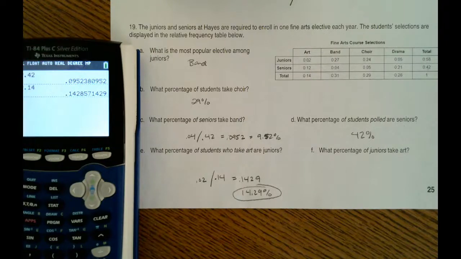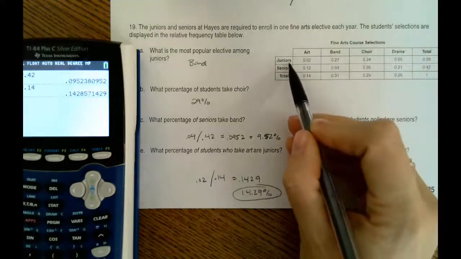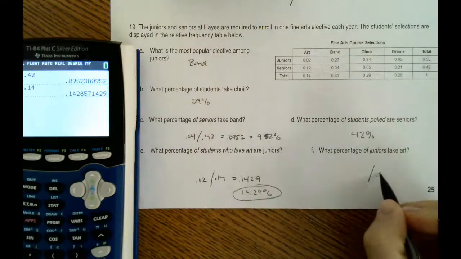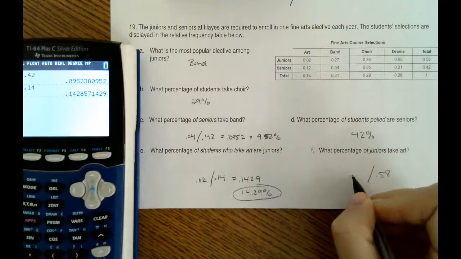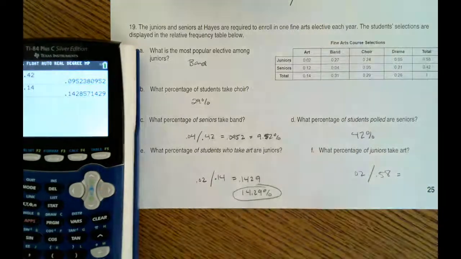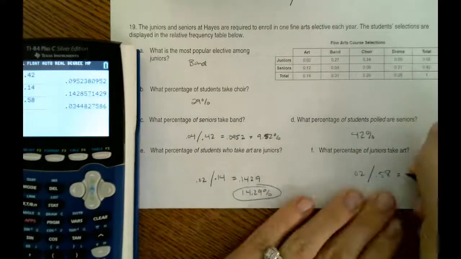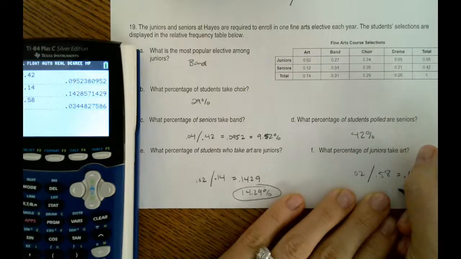Okay, letter F. What percentage of juniors take art? So juniors is our total. So our juniors total is 0.58. And of those, take art is 0.02. So do 0.02 divided by 0.58. And that is 0.0345. So that is 3.45%.